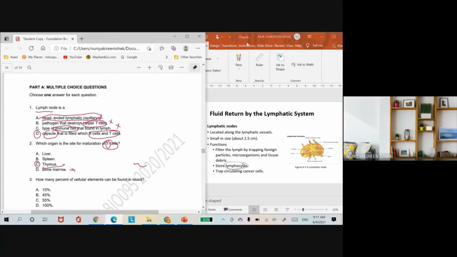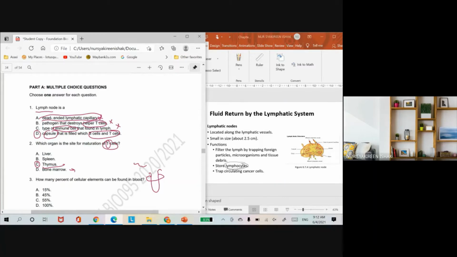Okay. So the next question here: how many percent of cellular elements can be found in your blood? When you take your blood sample and put it in a centrifuge tube and centrifuge it, the centrifuge is a machine that will spin your sample at high speed and separate it into different layers according to their densities. The portion that is much denser will be at the bottom, and the lighter one will be at the top.